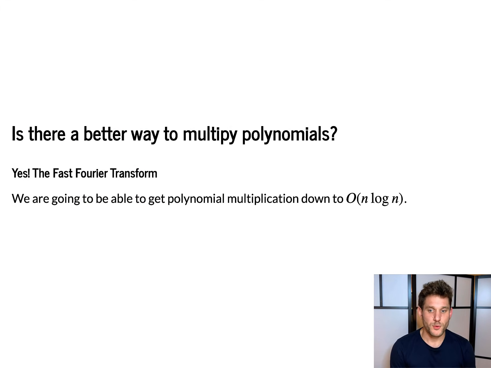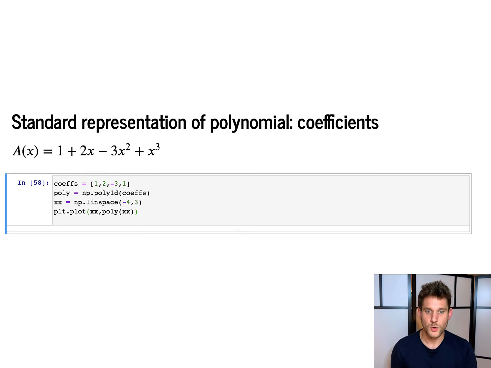So the fast Fourier transform is going to be our method here. It's going to let us get polynomial multiplication down to an algorithm which has on the order of n log n. Let's see how this works. The main trick is that we have to stop thinking of polynomials in terms of their coefficient representation. Multiplying polynomials in their coefficient representation is not the most efficient, so let's consider another way to represent these polynomials.